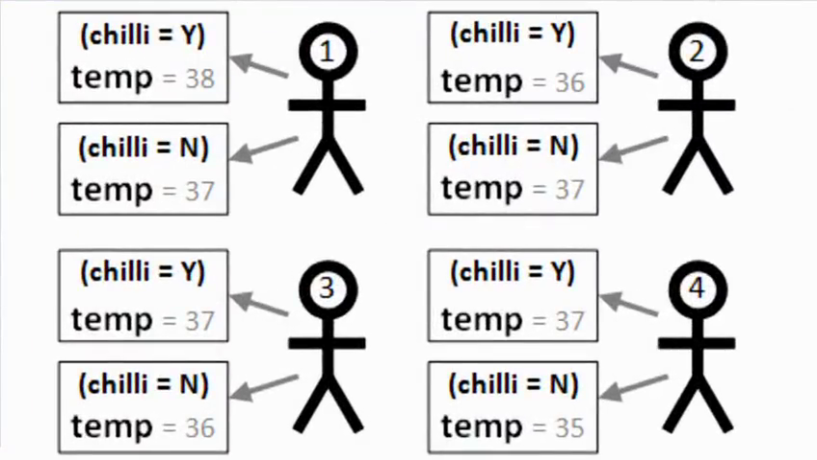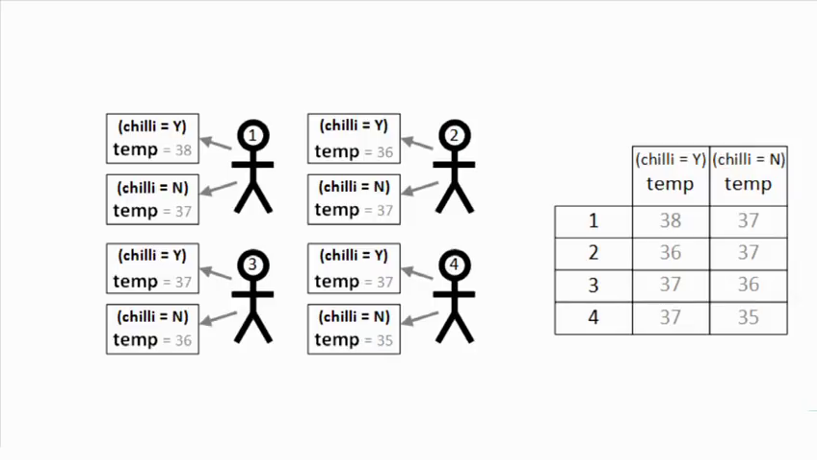Alternatively, I could have set up my experiment like this and given everybody a meal with chili and measured their temperature, and a meal without chili and measured their temperature. Now, if I recorded my data the way I should record my data, it looks like this. I've got a heading which says that they had chili, and then I record their temperature, and a heading that says they didn't have chili, and I recorded their temperature. That's how you'd normally record this data.